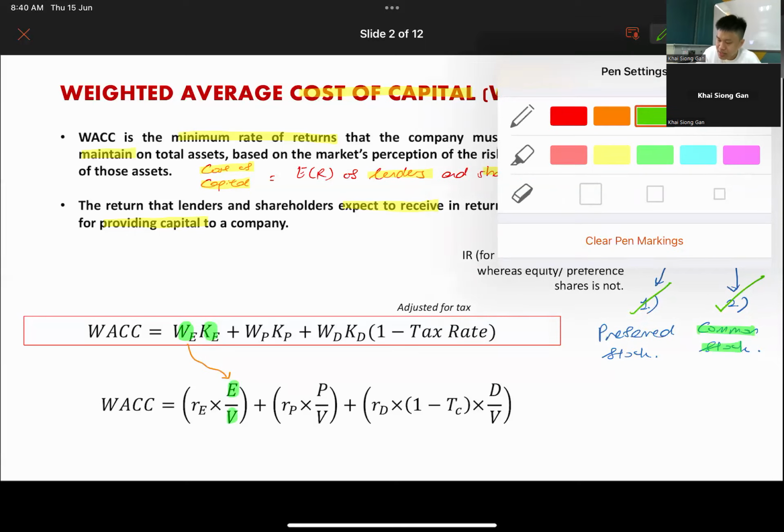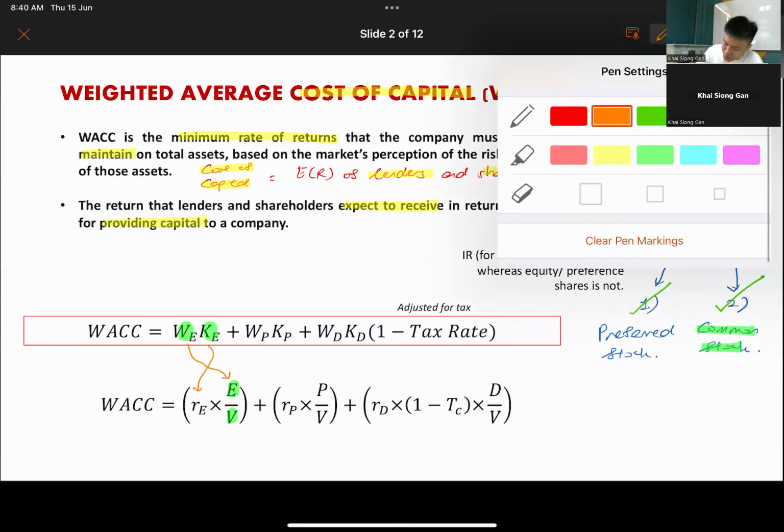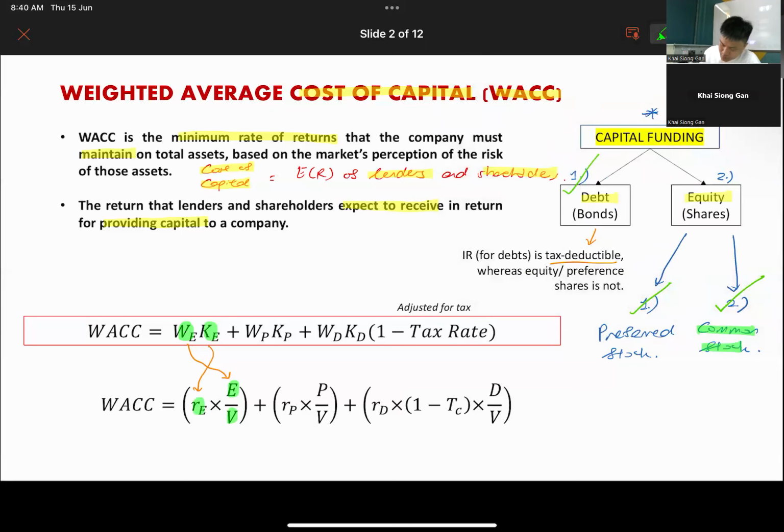So there are the returns for the shareholders. The cost to me as a businessman is the returns to the shareholders. So the cost of equity, we'll link it to the returns of equity here. When I say cost of equity, I'm referring to the returns of the equity to the shareholders, to the people who purchase the common stock.